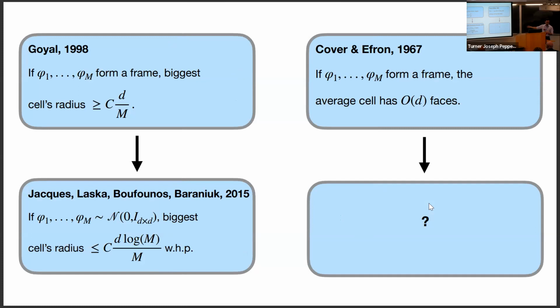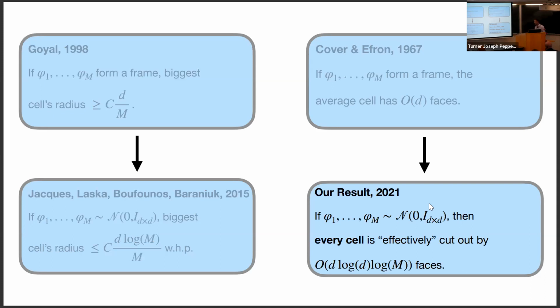We asked the other question at the beginning of this talk: how many faces are on a cell in the spherical tessellation for a frame? Kind of makes you wonder, is there an analogous result that we can say in the Gaussian setting, but instead of characterizing the average cell, we give behavior about all cells with high probability on the draw of the frame? That's our result. Terms and conditions apply. So in simple English, before I show you the theorem, what is our result? Our result basically says, suppose you have a Gaussian frame, so you chop up the sphere with Gaussian vectors. Then every cell in your spherical tessellation is effectively, up to log terms, cut out by d vectors or d faces.